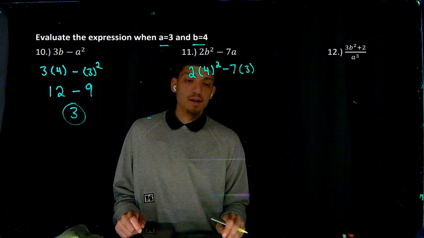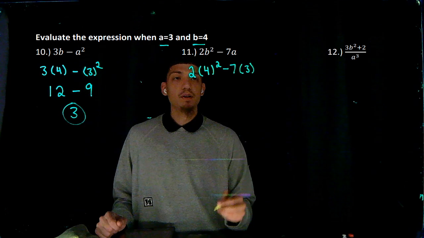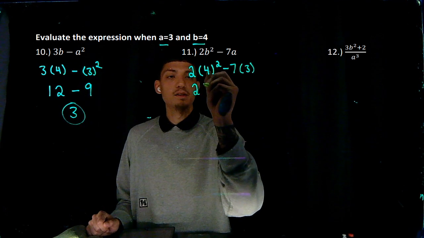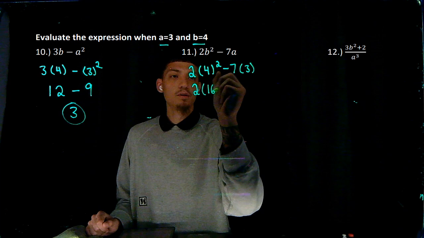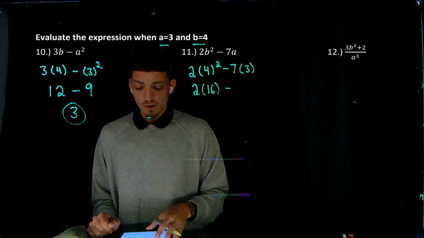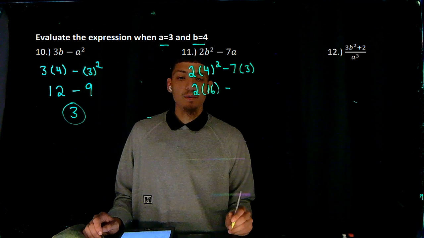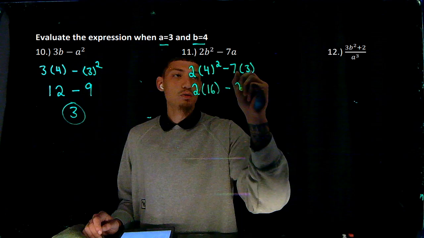Do we have anything inside parentheses to solve for? No, we do not. So we move on to exponents. 4 squared is 16 because that's like saying 4 times 4. And then if you keep going left to right, you have 7 times 3 here. So 7 times 3 is 21.